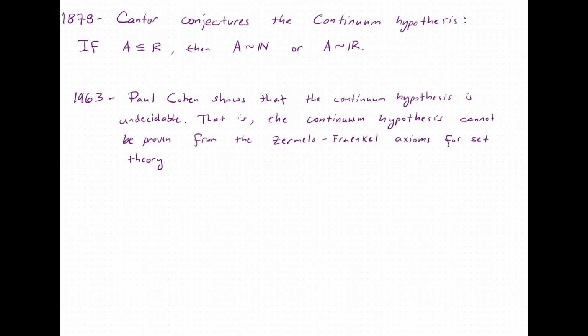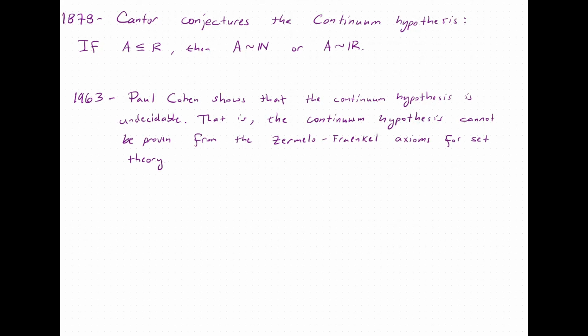And I'll close my coverage of the history with Paul Cohen's 1963 work, which showed that the continuum hypothesis cannot be proven or disproven in the Zermelo-Fraenkel axioms for set theory. And so this is what is known as an undecidable result, which comes from Gödel's incompleteness theorems, which assert that there are statements out there, continuum hypothesis being one of them, that we will just never be able to prove or disprove with our axiomatic system.